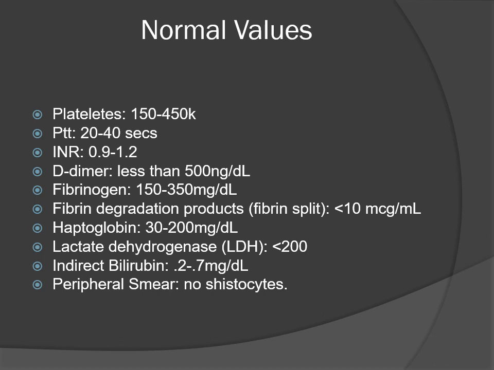Haptoglobin, that's going to depend on your institution. That's obvious. A lot of times it's in nanograms per deciliter, so just be careful with that one. Just look at whatever your lab's reference is. LDH, indirect bilirubin, and on a normal peripheral smear, there are no schistocytes.